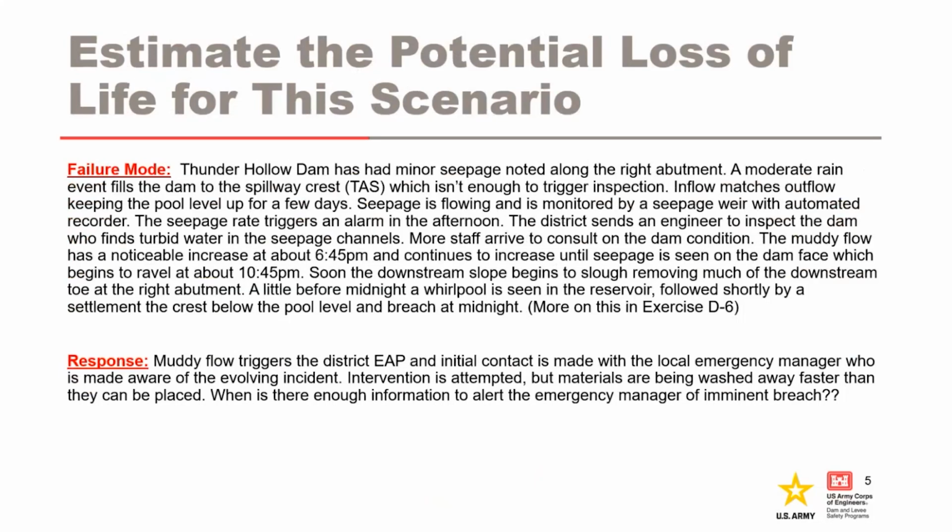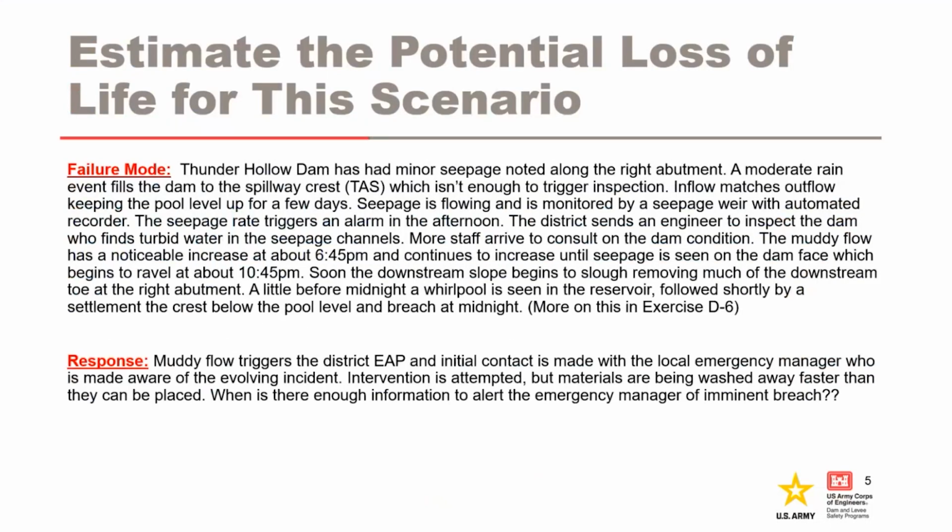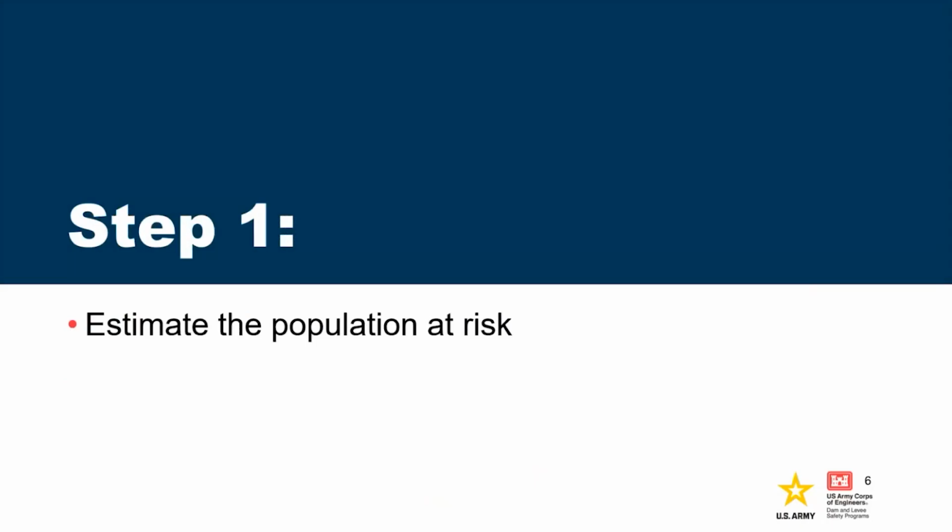Muddy flow triggers the district EAP, and initial contact is made with the local emergency manager, who is made aware of the evolving incident. Intervention is attempted, but materials are being washed away faster than they can be placed. When is there enough information to alert the emergency manager of the imminent breach? So this is our first, we'll come back to that in a second, actually. We probably should move these around.